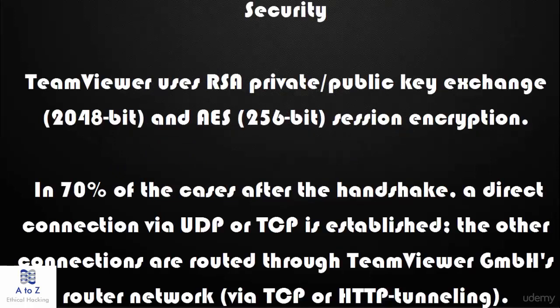Security. TeamViewer uses RSA private or public key exchange and AES session encryption. In the default configuration, TeamViewer uses one of the servers of teamviewer.com to start the connection and the routing of the traffic between the local client and the remote host machine. The software then determines how to establish a connection. In 70% of the cases, after the handshake, a direct connection via UDP or TCP is established. The other connections are routed through TeamViewer GmbH's router network.